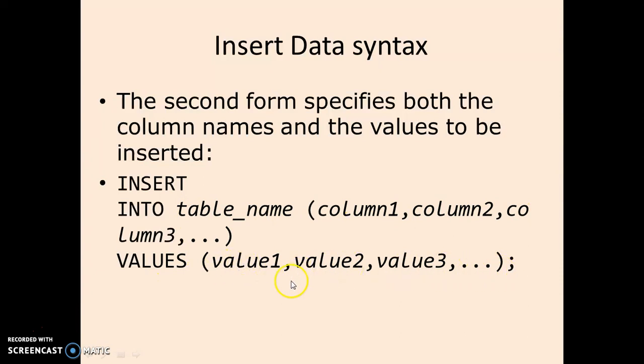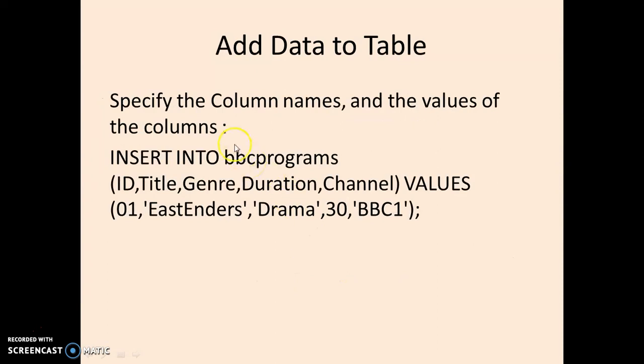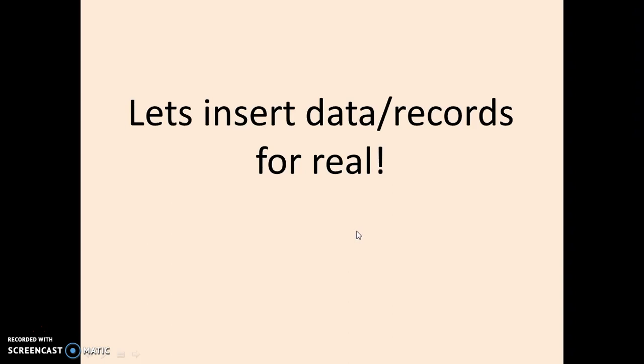Okay, so let's get to a good example. In this one here, we're going to specify the column names and the values of the columns. So insert into BBCPrograms. So we're going to insert it into our table, and the column names are ID, title, genre, duration, and channel, and the values will be 01, EastEnders, Drama, 30, and BBC One. So that's one way of doing it. So we can then make sure that the right columns get the right values. Let's try that out.